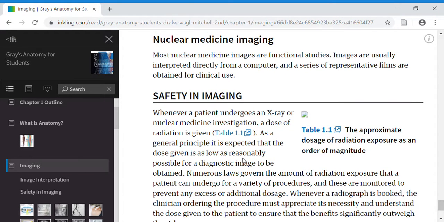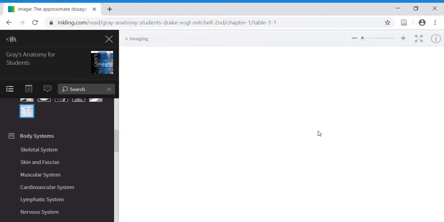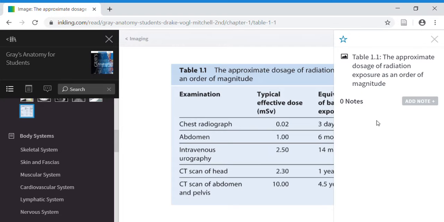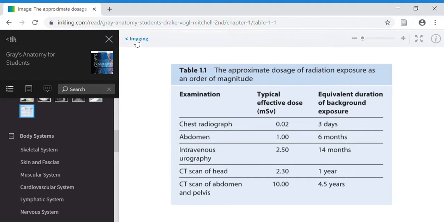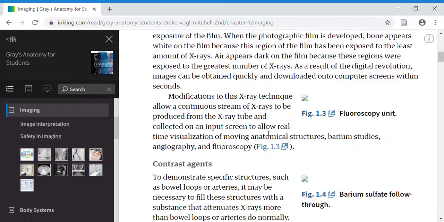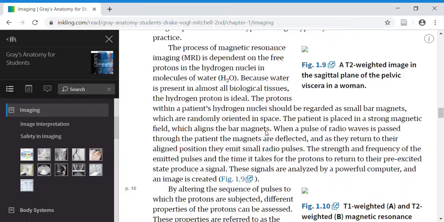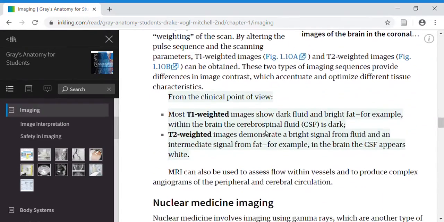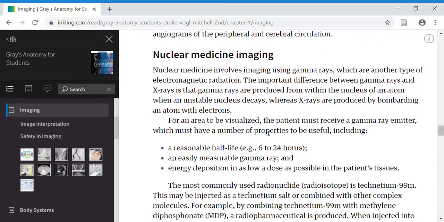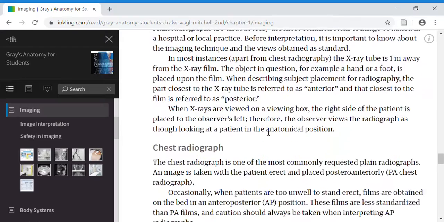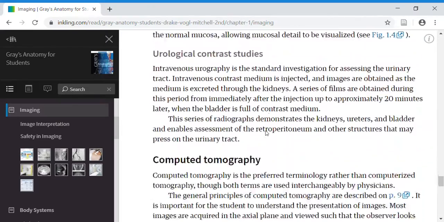Okay, so it's regarding the safety of the images, the exposure of the body to various imaging instruments and also the rays that emit from those instruments. This is regarding the safety guidelines.